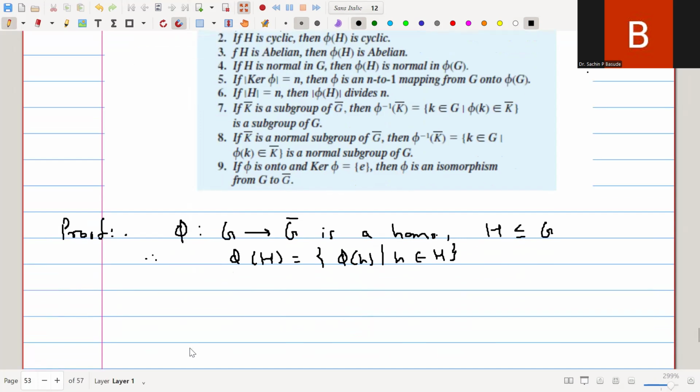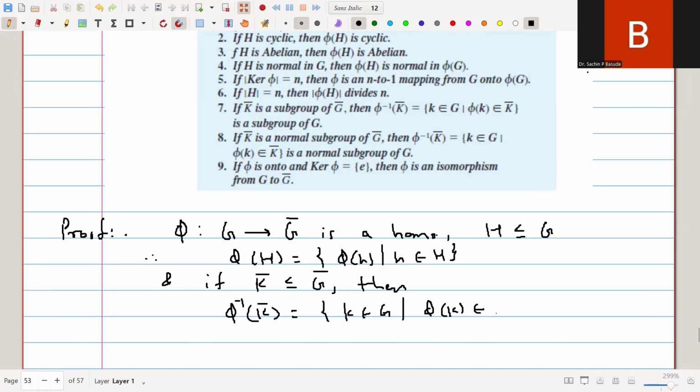And if K bar is a subgroup of G bar, then phi inverse of K bar is equal to the collection of pre-images in the domain such that phi of K belongs to G bar. These are some basic sets related with this homomorphism.